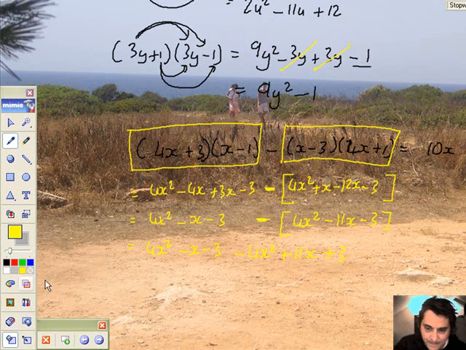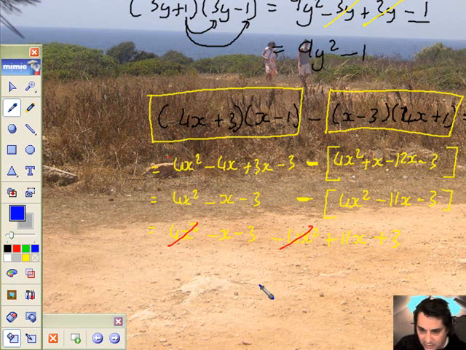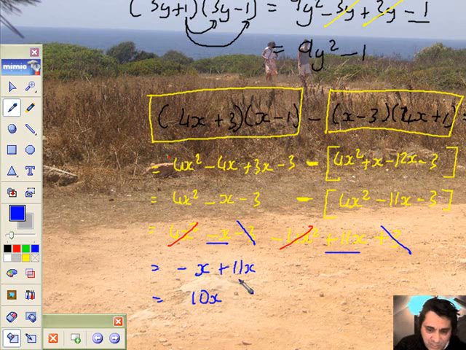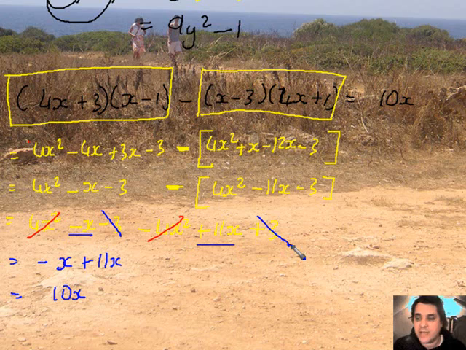Now let's just simplify. I've got 4x squared minus 4x squared has gone. Let's change colour. I have got minus 3 plus 3, that's gone, and I'm left with minus x plus 11x. So let's just write it out because it's the final step. Minus x plus 11x's leaves us with 10 x's, because minus 1 plus 11 is 10. Now I've proven that. That's the right hand side that matches.